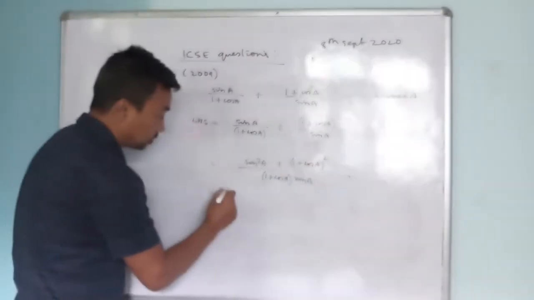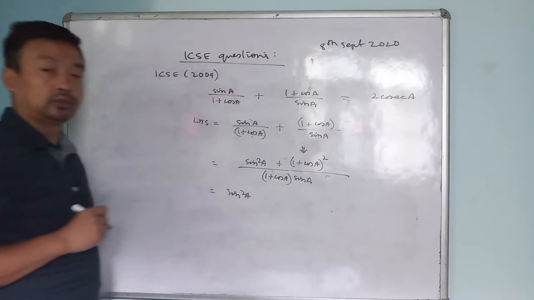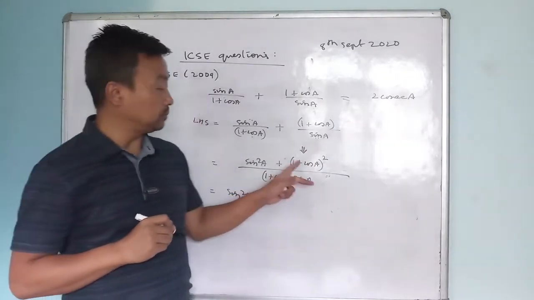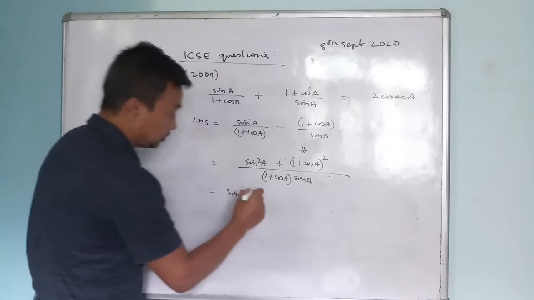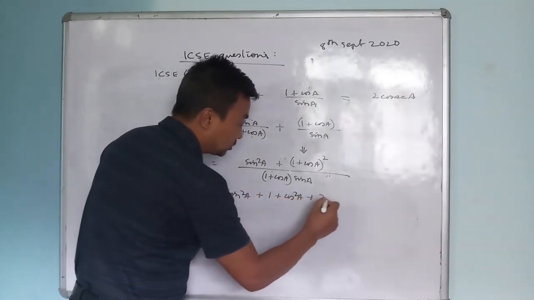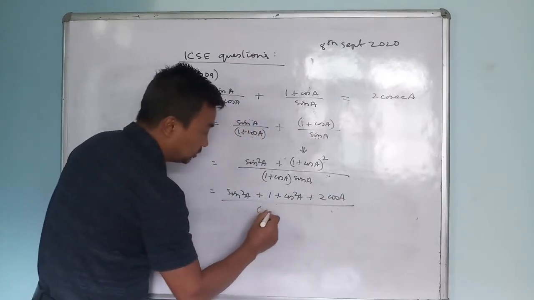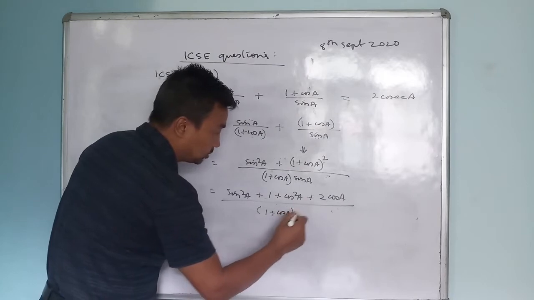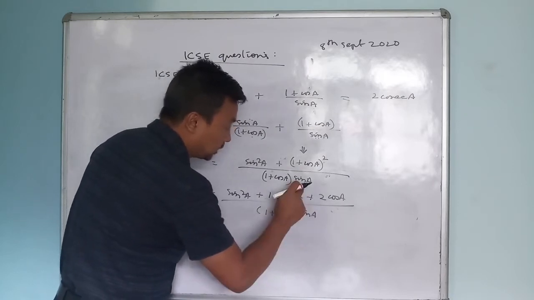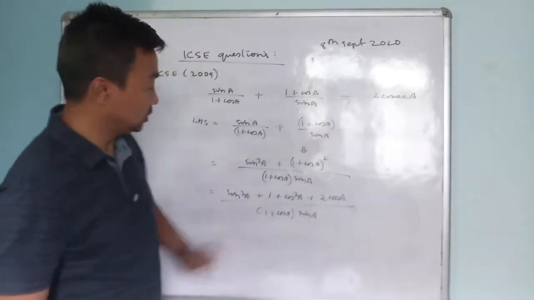Now, here you need to apply the formula (A plus B) whole square. Open it. So it is A square plus B square plus 2AB. In the denominator, you keep it as it is, no need to open the bracket, because we are getting sine in the denominator. 1 upon sine is cosec, so you keep it as it is.